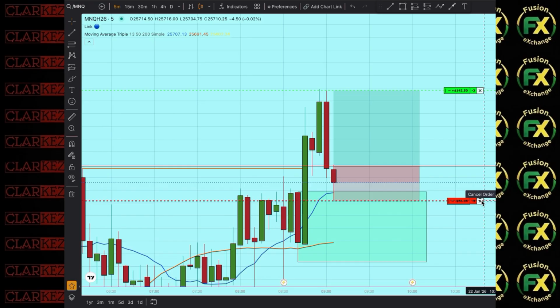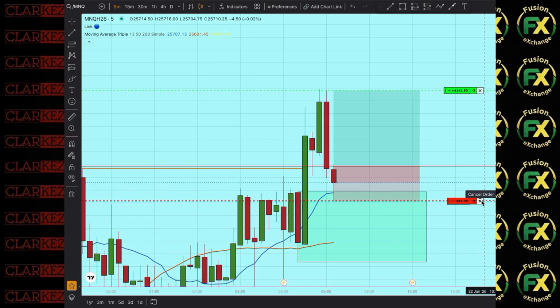This is Clarkes. So right here we have a demand setup on MNQ. MNQ stands for micro Nasdaq futures, right? On forex it would be NAS 100. So now this is futures, right? So the trade, y'all know what a demand is, so I'm not gonna explain that.